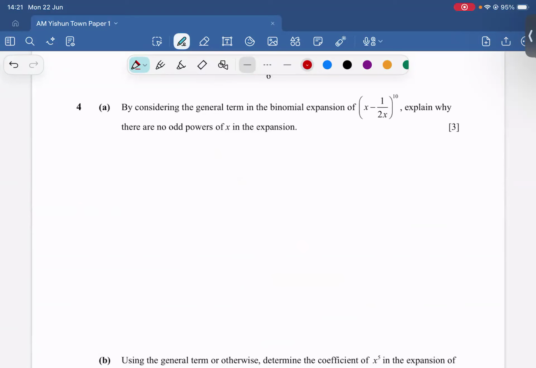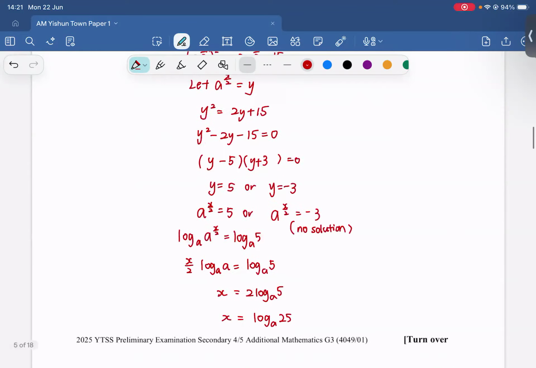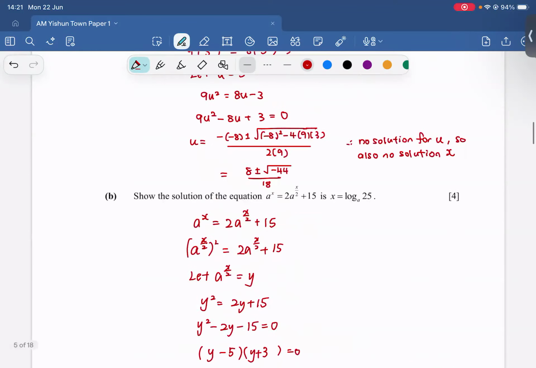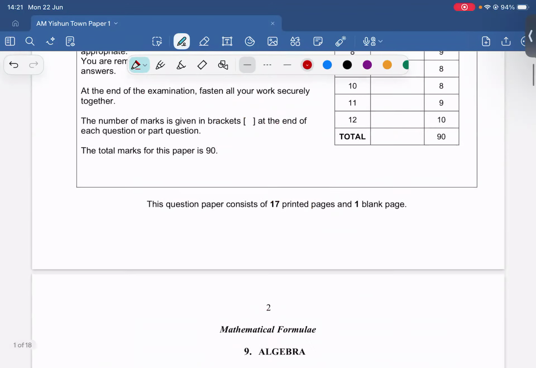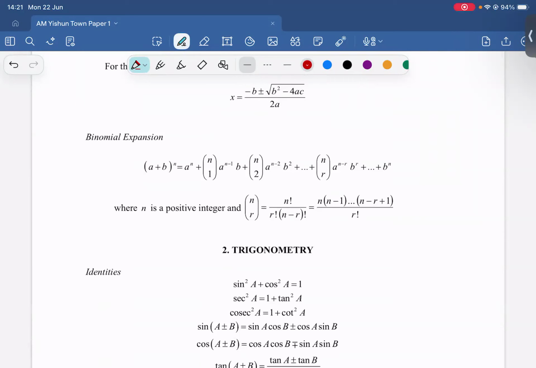By considering the expansion, by considering the general term of this, explain why there is no solution. So where can we find the general term from? We can actually find the general term from the front page. The front page formula sheet gives you the general term. So let's take a look at what the general term is and where you can see it from. This is actually your general term.